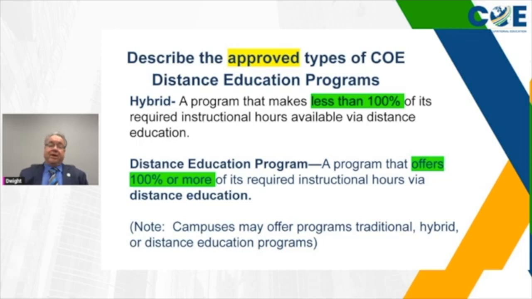A hybrid program is a program where less than 100% of the instruction is delivered via distance ed, and the remaining instruction would be delivered traditionally. A distance education program is one that offers distance education as 100% of its mode of delivery. Now, campuses may offer traditional, hybrid, or distance education programs, and you may have the need to offer those programs in different modalities under different circumstances. So you could be approved to have hybrid, traditional, or distance programs.